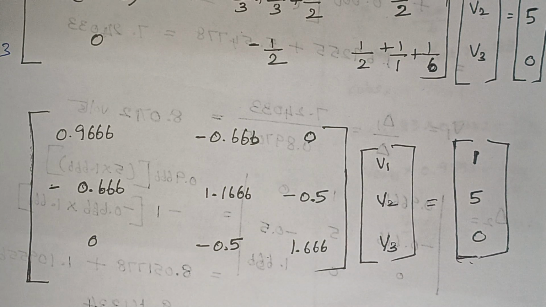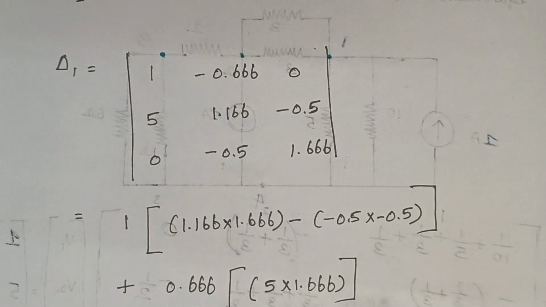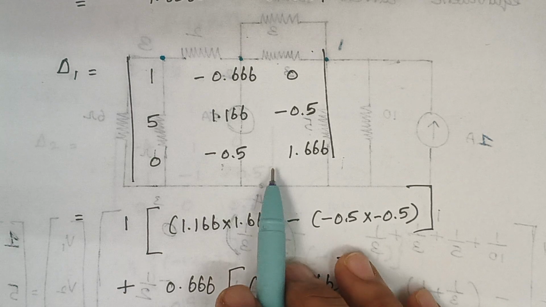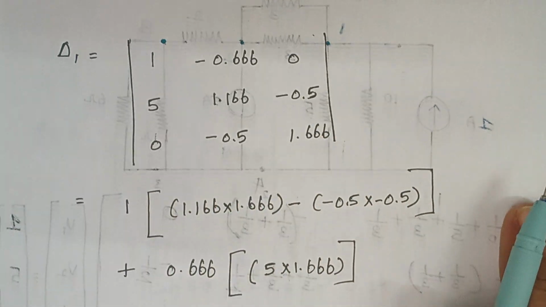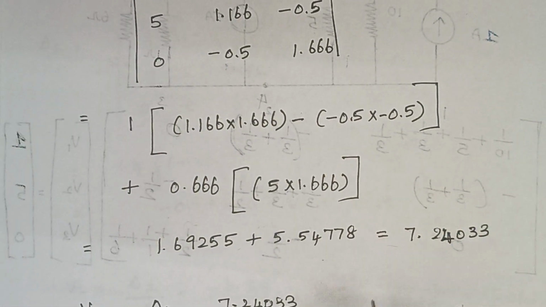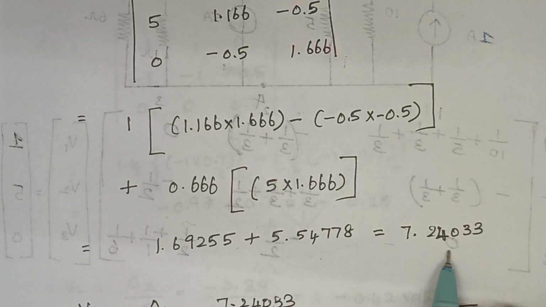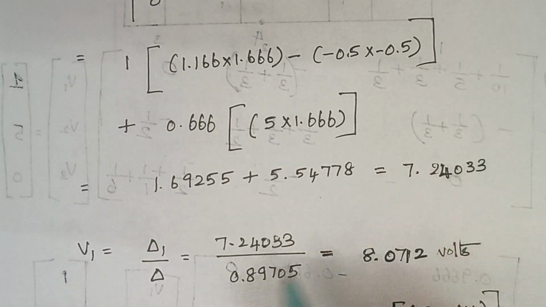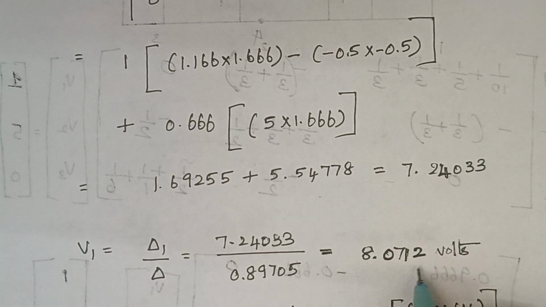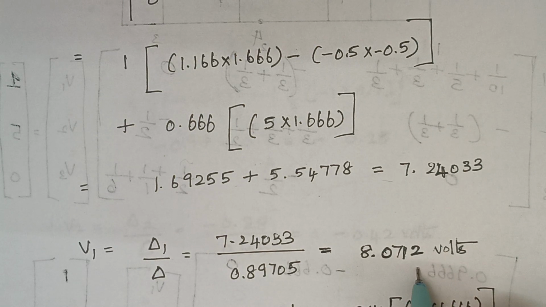That is known as del 1. So just replace the values and finally calculate. So here the value of del 1 is 7.24, right? So the value of V1 is del 1 by del, so that gives a value of 8.07 volts.